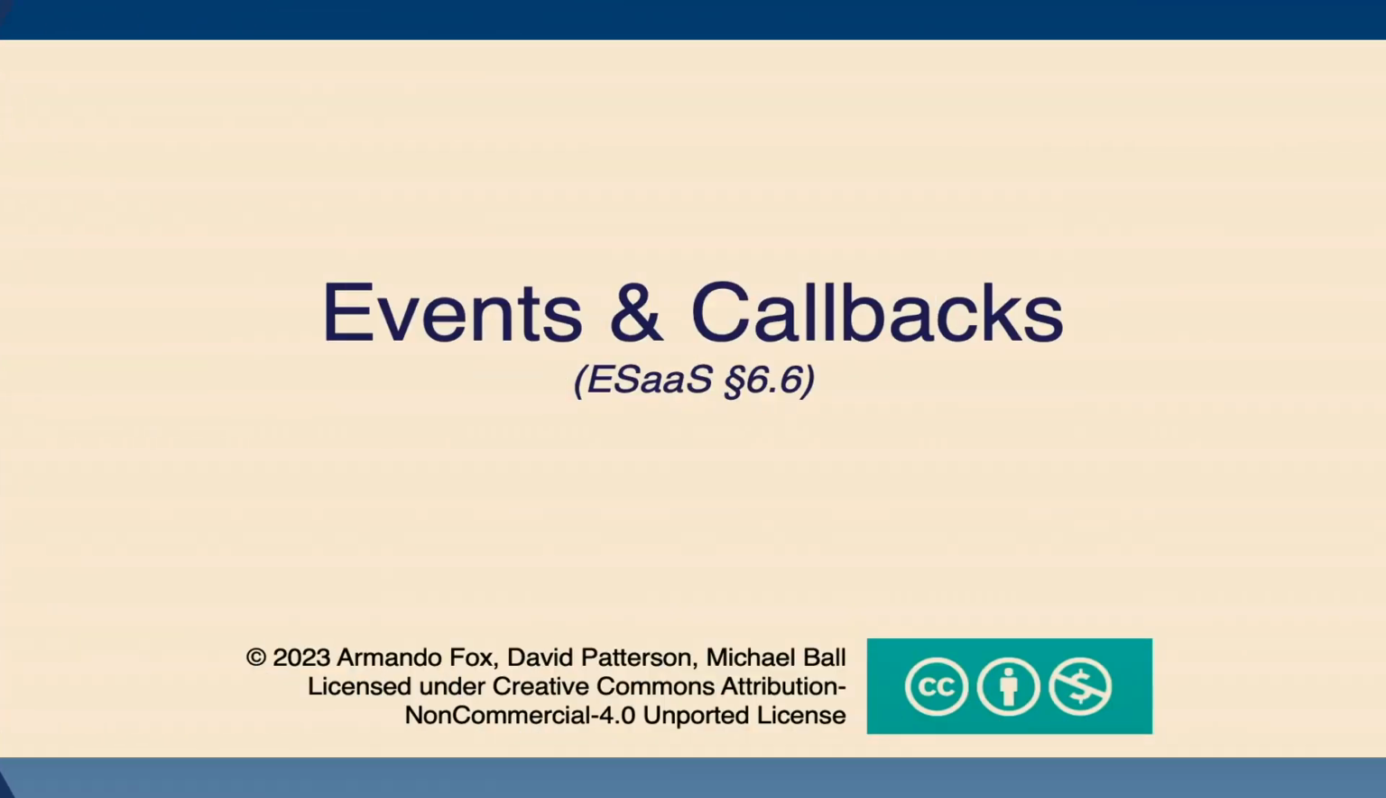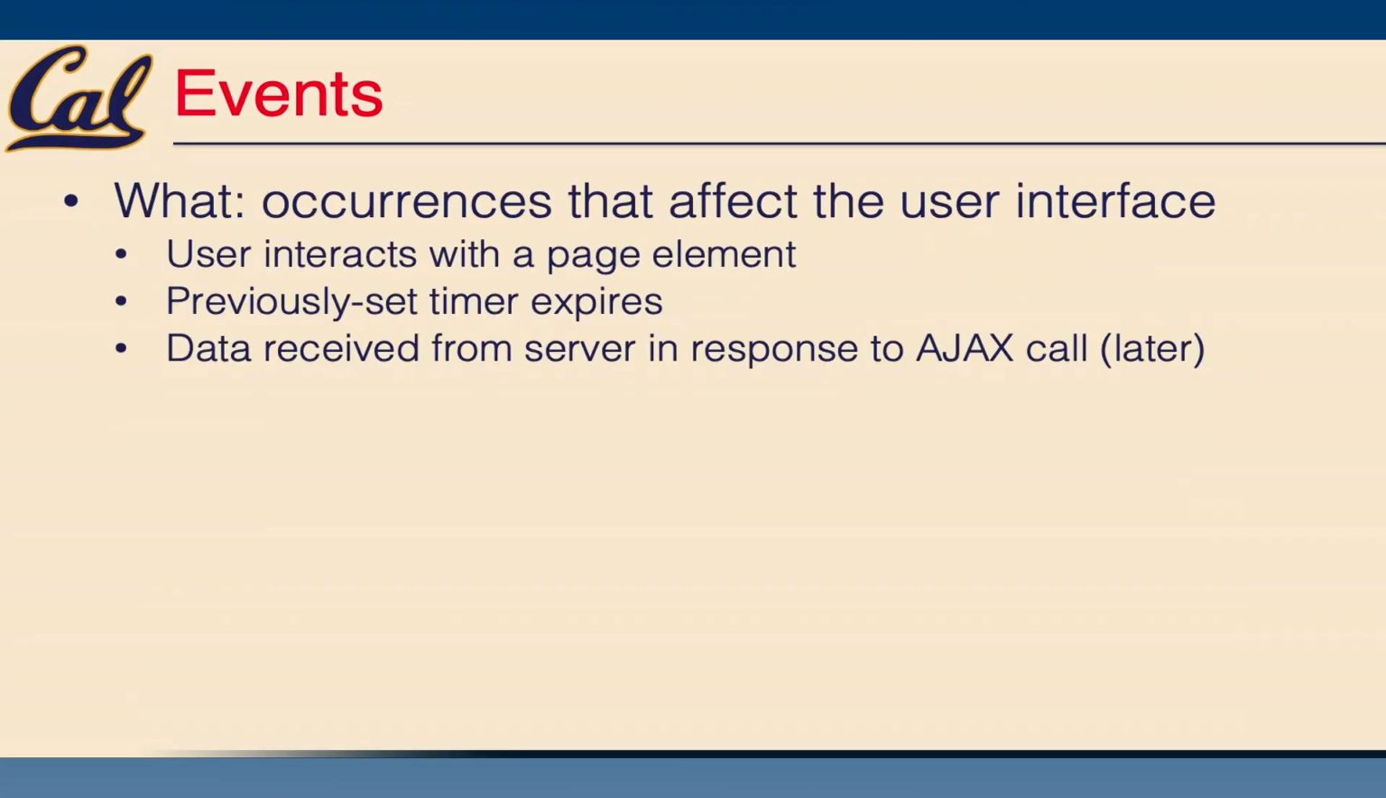JavaScript events and callbacks. The primary interface of JavaScript is what we think about as events that happen on a web page. So what types of events might affect our user interface? Users can interact with a page element by clicking on it, by scrolling it, by dragging it, depending on the interaction. You could have timers that expire, and you could have data that comes through a server that you ask to download to a server.